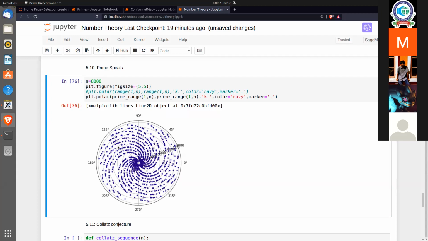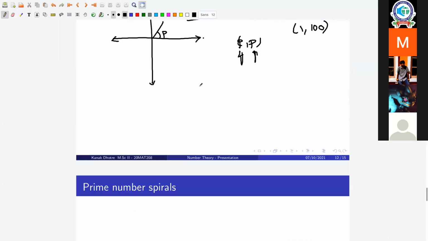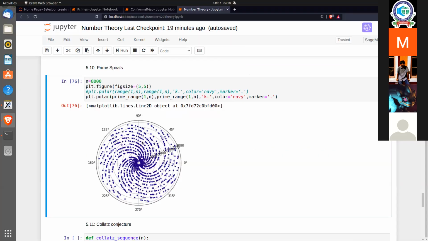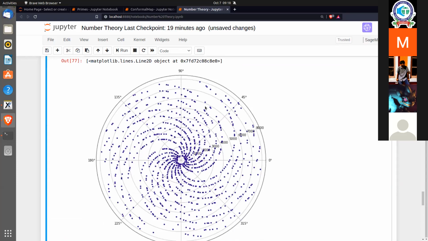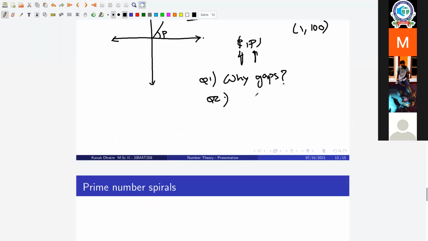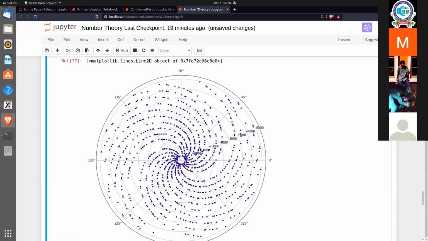But the difference between these spirals and the ones we saw earlier, where I was plotting all n comma n, is that I wasn't getting these gaps in between, right? So one question to ask is, why the gaps? And the second question I can ask is, even in each one of those bands, if I increase the size here, I'm getting these gaps, right? So that is also something we want to understand. That is the second question we want to ask.